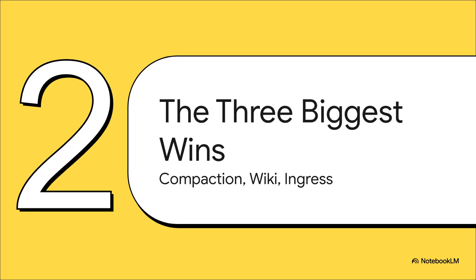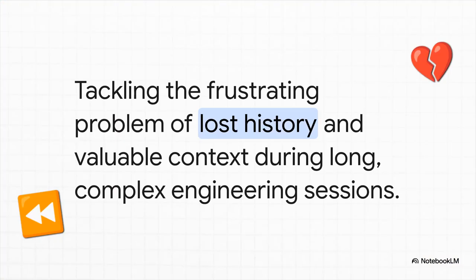So this update is really built around three, let's call them hero features. These are the absolute biggest wins that tackle those core problems head-on. We've got compaction checkpoints, the Memory Wiki, and webhook ingress. And we're going to break down exactly what each one means for you. Let's kick things off with the first one, which goes right back to that super frustrating problem we just talked about, the problem of lost history.